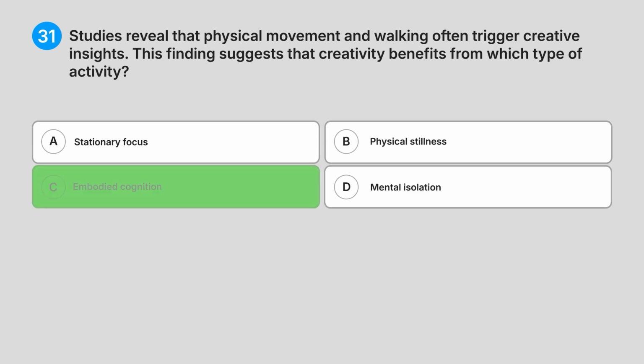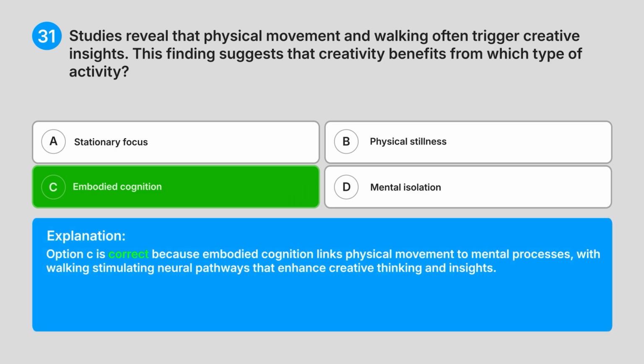Correct answer, C. Embodied cognition. Explanation. Option C is correct because embodied cognition links physical movement to mental processes, with walking stimulating neural pathways that enhance creative thinking and insights.